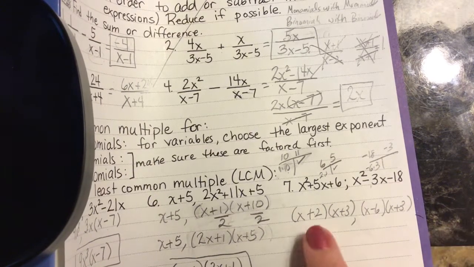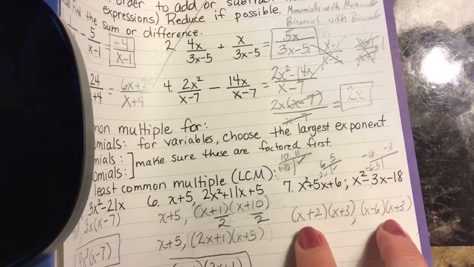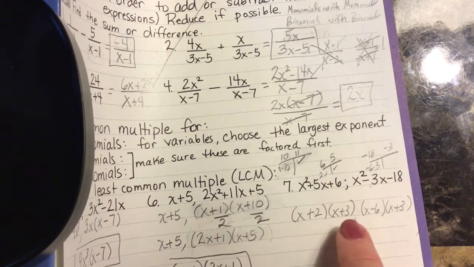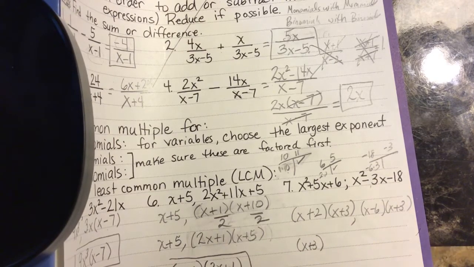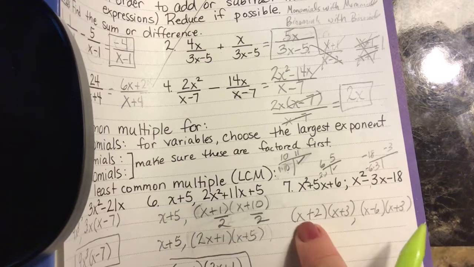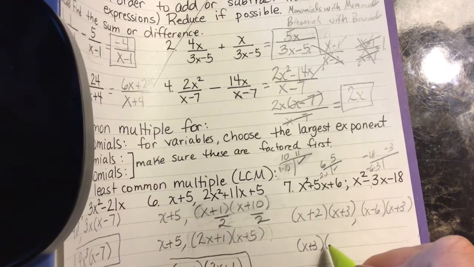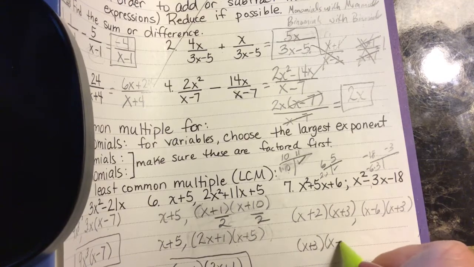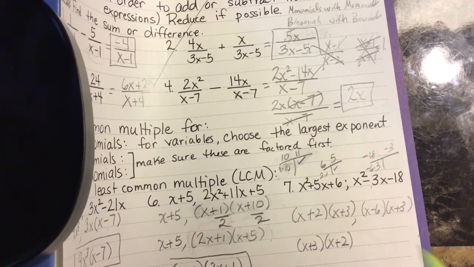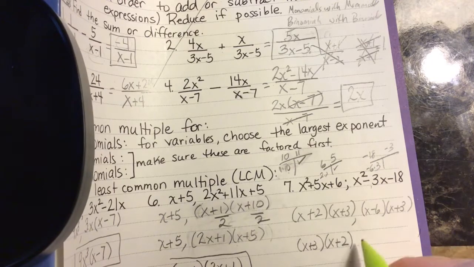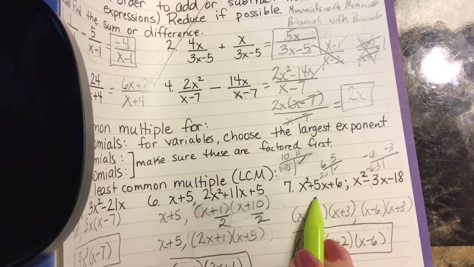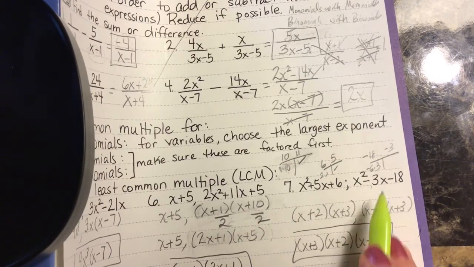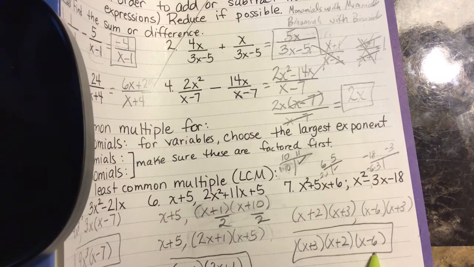Then I want to look at these two binomials, this product and this product. Do these two products share something? Do they have the same thing? Yes, they both have x plus 3, so that's part of my least common multiple. Then does this one have an x plus 2? No. So it has to be included in my least common multiple. Then does this one have an x minus 6? No, it has to be included as well. So the least common multiple for this trinomial and this trinomial is the product of those three binomials.